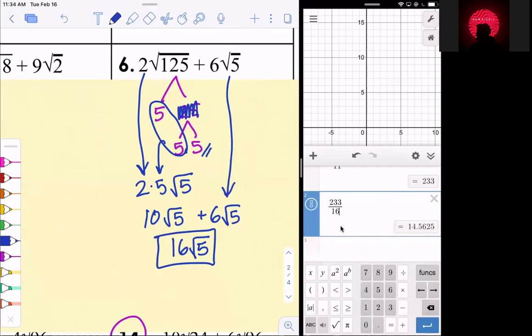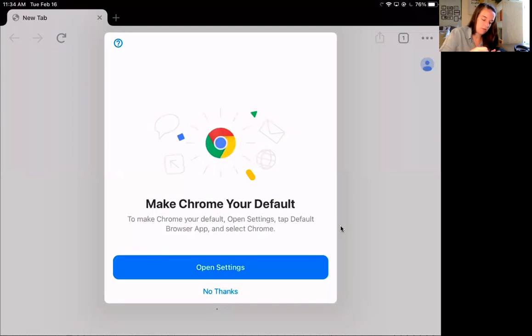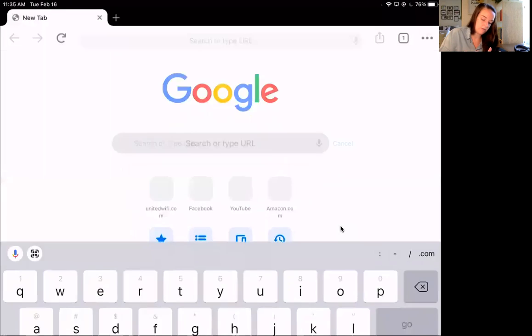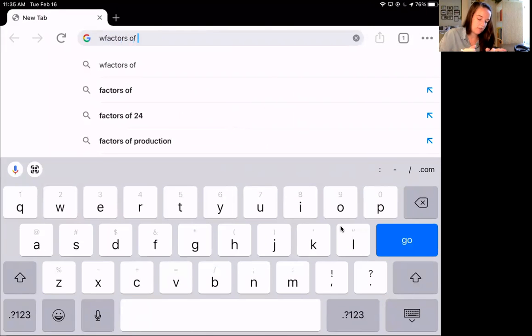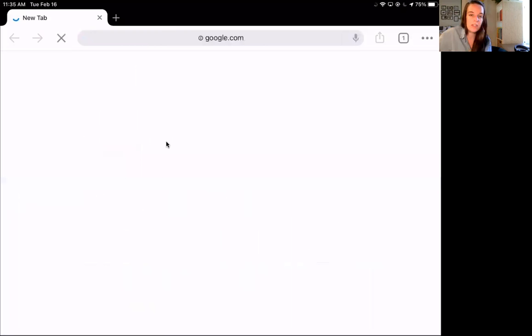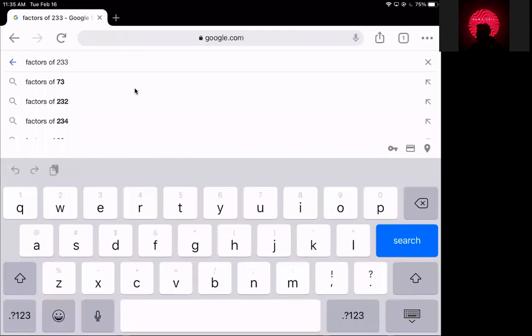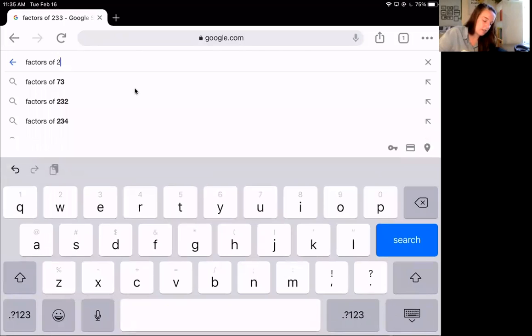And if you're really stuck, you've been doing it for a long time, with 233 you can go to Google and type in factors of 233 and search for it. Then it will tell you, like this one, it's telling you 233 is a prime number. That means there's nothing else that can come out of it. So let's say you typed in that original number, what was it? It was like 2563 or something.